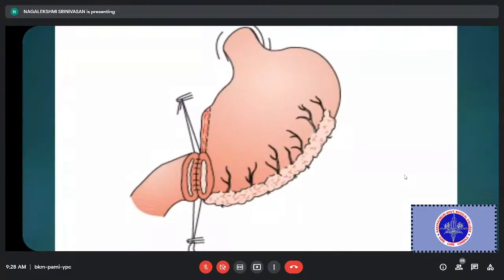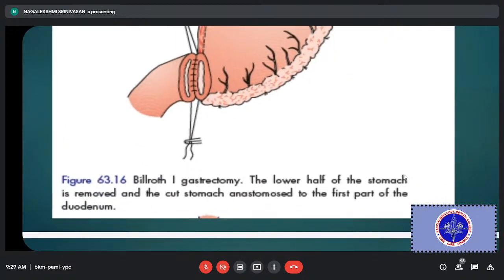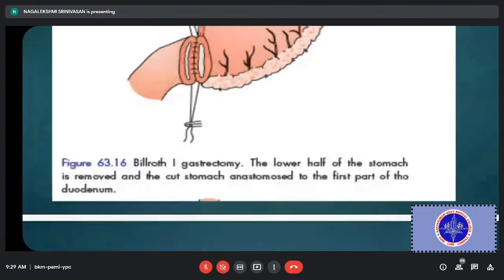And this is the picture showing the stomach after doing distal gastrectomy. The distal portion of the stomach has been removed, and we are doing Billroth 1 anastomosis. Billroth 1 anastomosis means the stomach will be anastomosed to the duodenum. The lower portion of the cut end is seen, and that is anastomosed to the duodenum, and that is the Billroth 1 gastrectomy procedure. Okay.